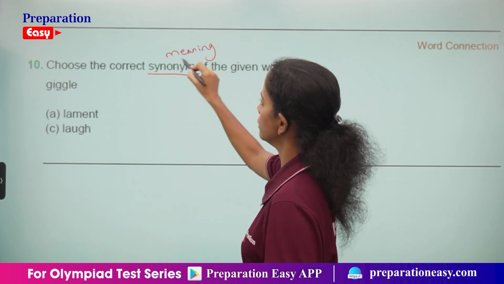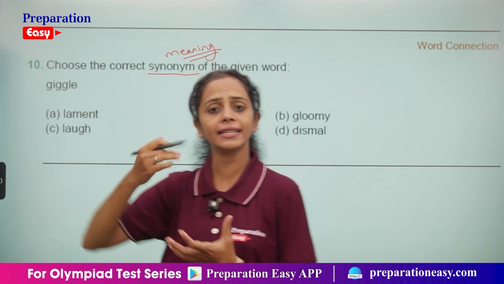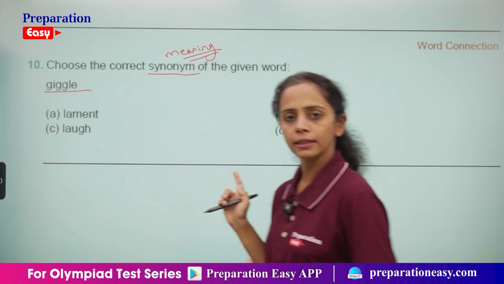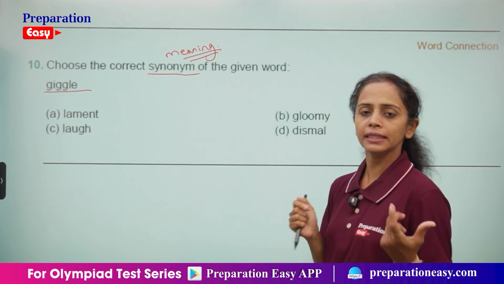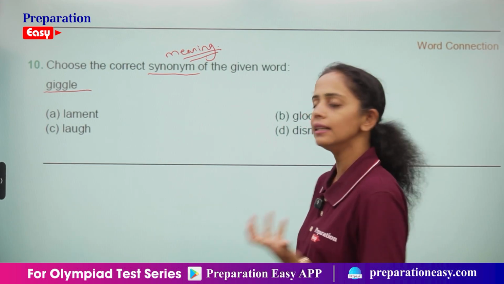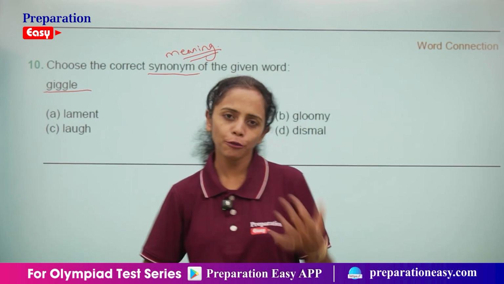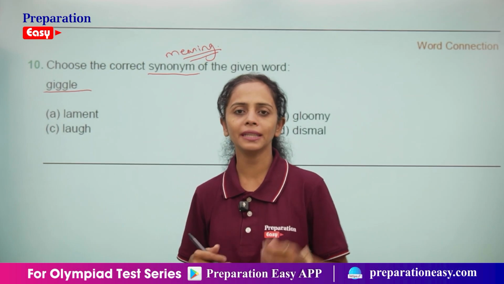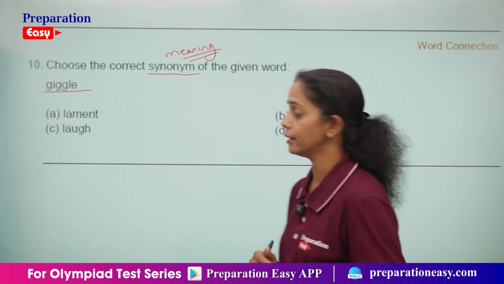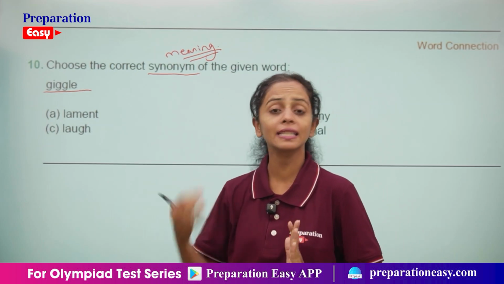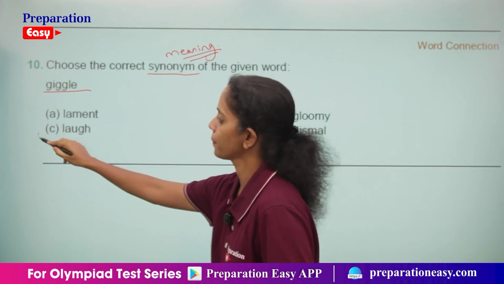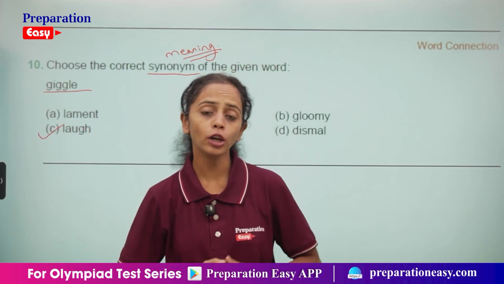You have to give a word which has exactly the same meaning. The word is giggle. In this sentence, the key word is synonym. Synonym means the meaning word, and the word which we have to find is for giggle. Giggle means laughing, keeping a finger on your mouth, and you're laughing. You're not laughing loudly. You're just giggling. The meaning of giggle over here will be laugh. You're not smiling.